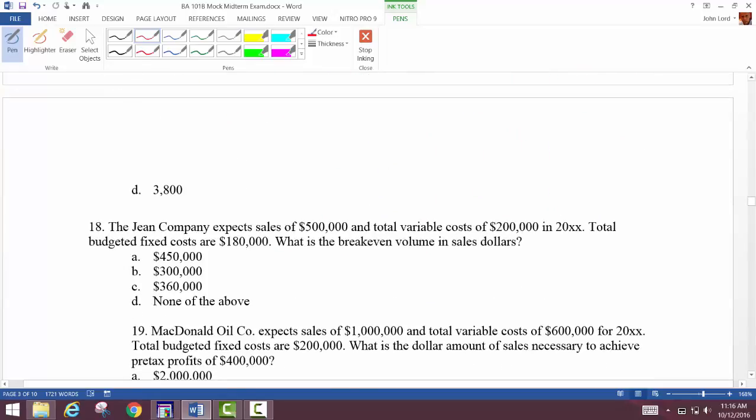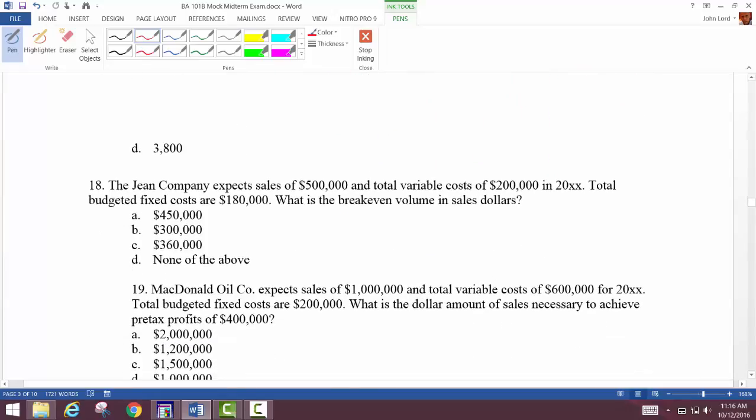How about this one? Gene expects sales of 500,000. Total variable costs are 200,000. Total budgeted fixed costs is 180,000. What is the break even in sales dollars? And remember, when we start talking about sales dollars, we're going to use a contribution margin ratio, aren't we? Okay. And so what happens?